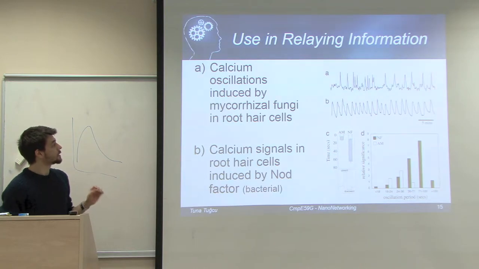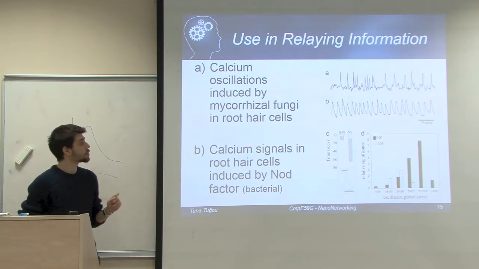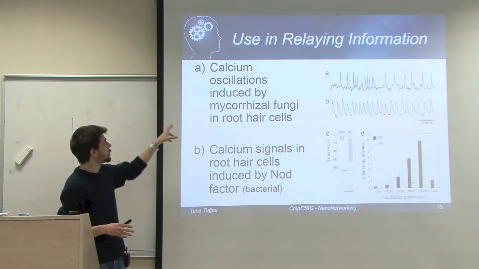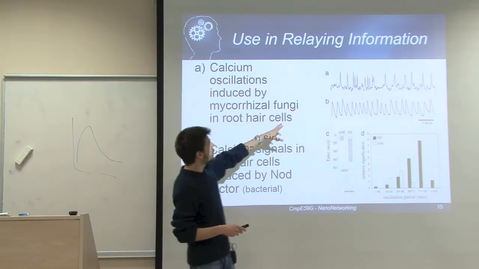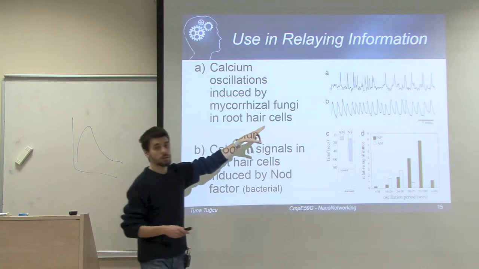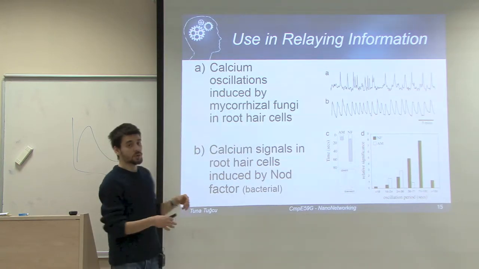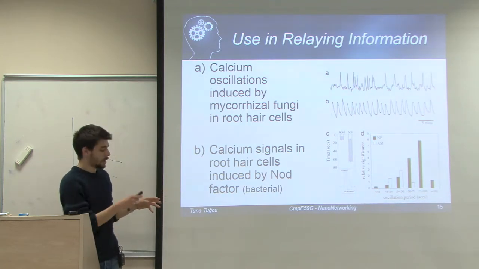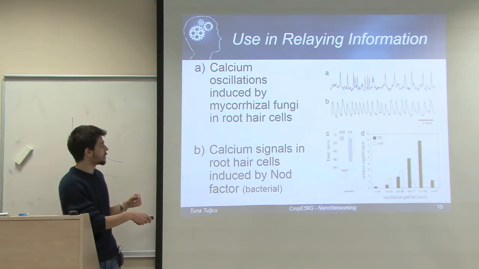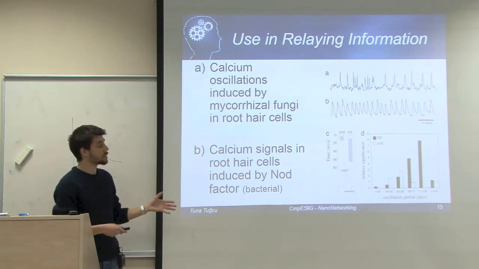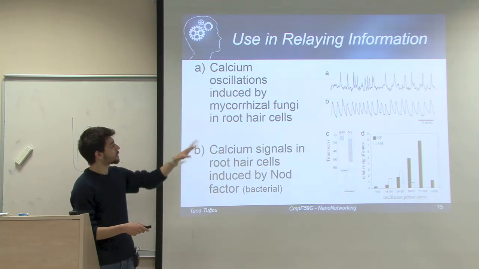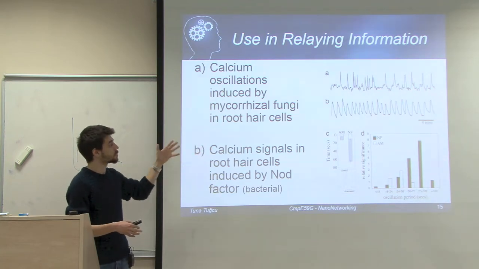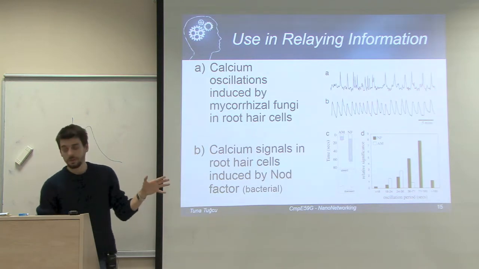The calcium signaling occurring in both of these conditions is like this. For example, if the root infection is caused by mycorrhizal fungi, you see a calcium signaling pattern much like the one above, the pattern in A. It's much more chaotic, much more spiky, and it is hard to model, actually. And if the cause of infection is bacterial, you see calcium signaling much like in B. This is much more systematic, much more periodic, and much less chaotic.